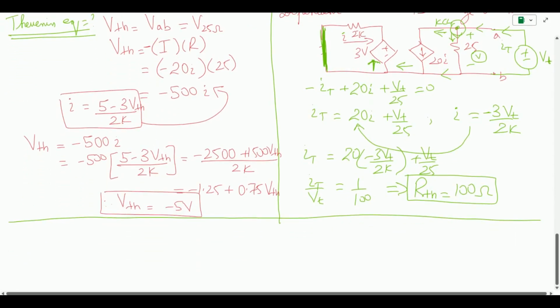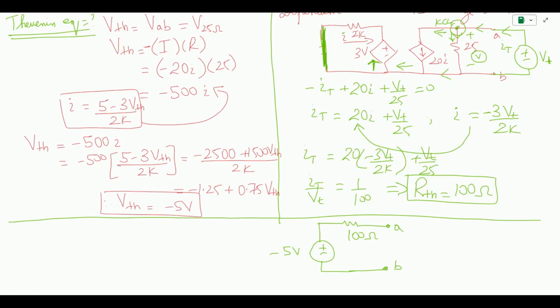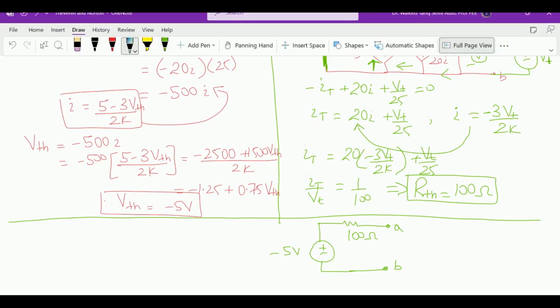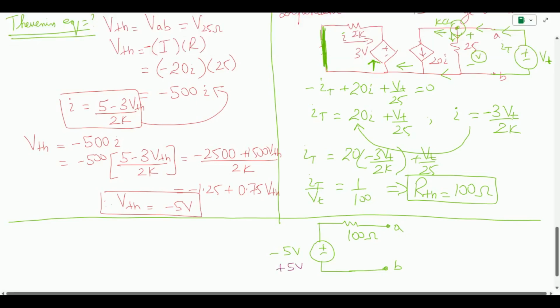So finally the final circuit comes out to be a single voltage source connected to a resistor with terminals A and B, and this is minus 5 volts, and RThevenin is 100 ohms. You can also, if you don't want to write the voltage to be a negative volt, you can just write it as plus 5 volts, but the polarities will be now like this. So this is basically the simplified or Thevenin equivalent representation of our dependent circuit shown over here.